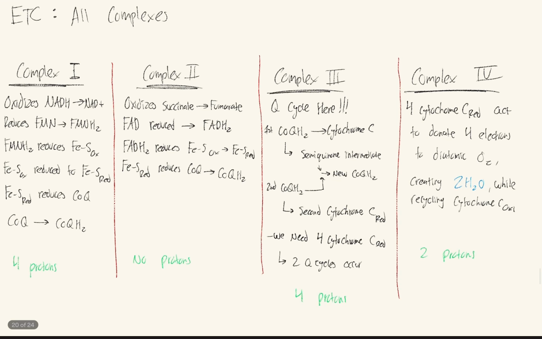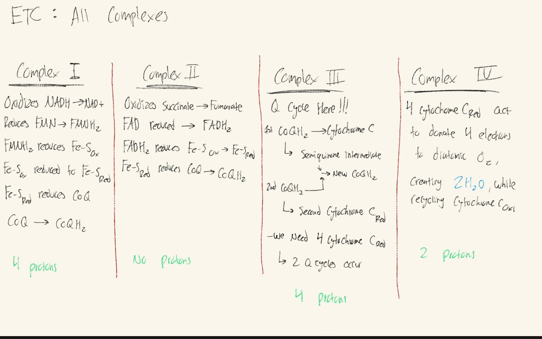Here we have the electron transport chain covering all four complexes: complex 1, complex 2, complex 3, and complex 4. These are a little confusing, so I will explain them, but know these things in green are actually the most important. Complex 1 uses NADH, and what it does is oxidize NADH from the citric acid cycle into NAD+.